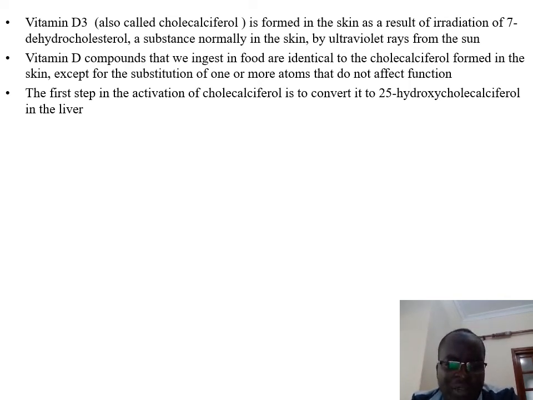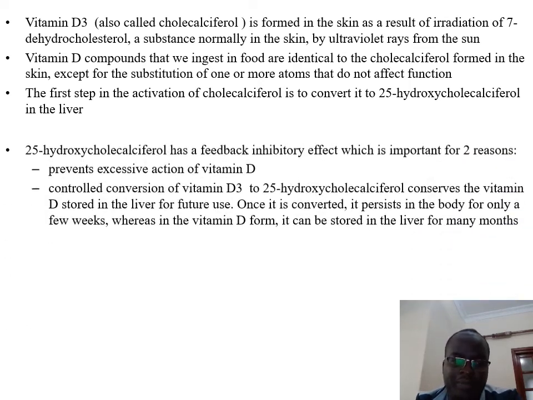The first step in the activation of cholecalciferol is to convert it into 25-hydroxycholecalciferol in the liver. The cholecalciferol will be transported to the liver. In the liver, there are enzymes that will add the hydroxyl group to convert it into 25-hydroxycholecalciferol. This is the first step in the activation of vitamin D.